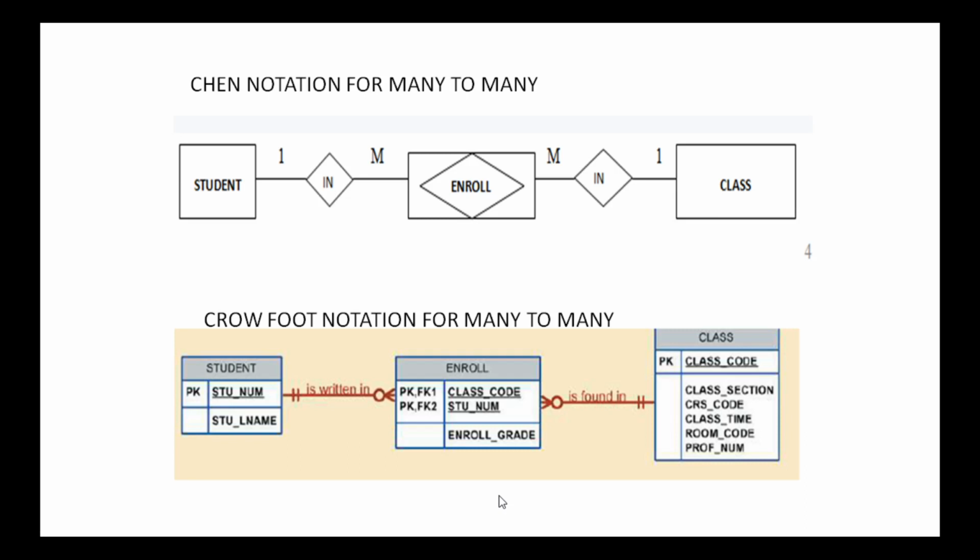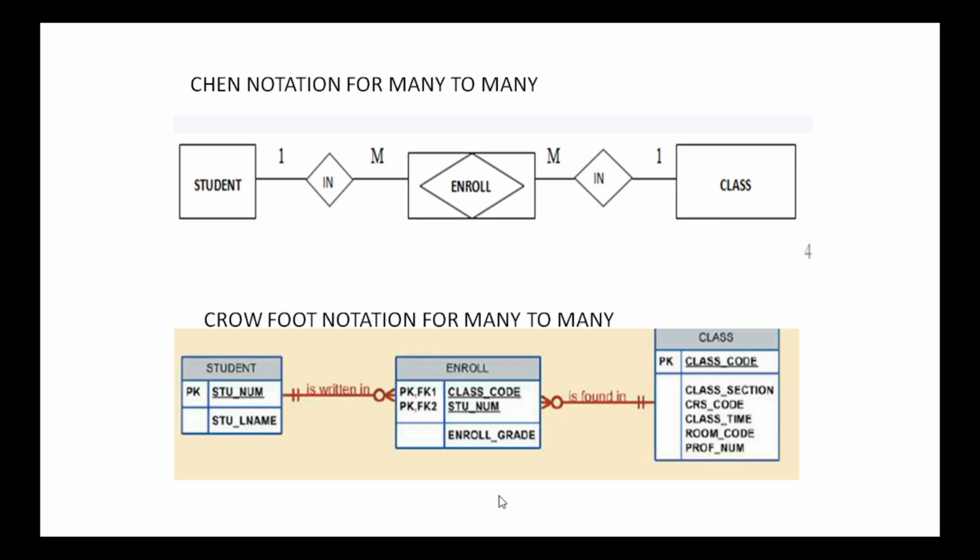Now see this Crowfoot notation. In the student table we have attributes such as student number and student name; of course, many attributes exist in the student table. Here the student number is a primary key, which is used to identify each and every student. Coming to the class table, class code is a key attribute, also known as the primary key, which is used to identify each and every class. It has several attributes: class section, course code, class time, room code, and professor number.